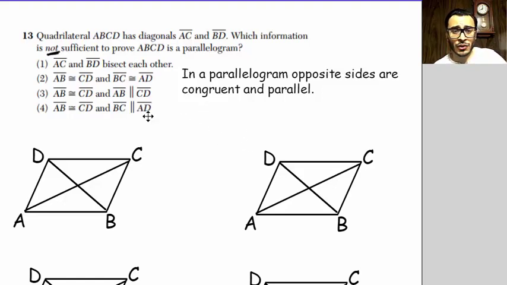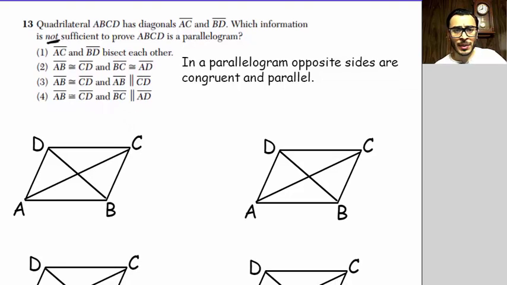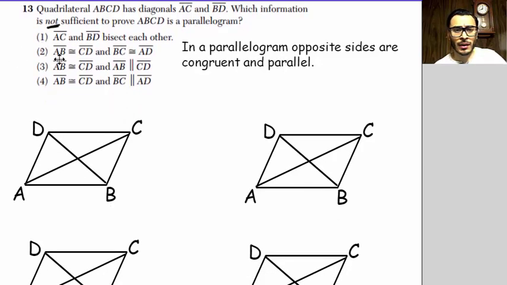So what we're going to do is go through each of the choices and just eliminate the ones that will not prove a parallelogram. And let's begin with choice 2, just because choice 2 is the easiest one, and then we'll just work our way around it. So I have 4 parallelograms that I drew here to represent each of the choices. So choice 2 says AB is congruent to CD and BC is congruent to AD. Yes, this will prove a parallelogram. It's proving that the opposite sides are congruent. So choice 2 works.